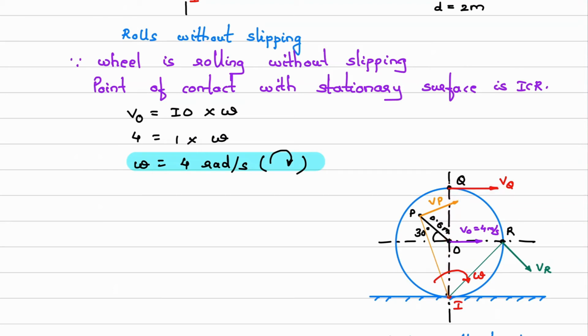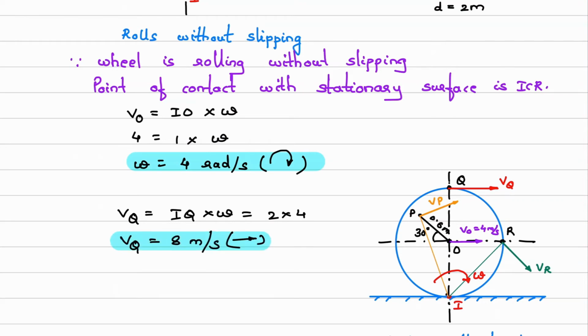So I'll write down VQ is equal to IQ into omega, which is equal to, IQ is diameter and diameter is 2 meters. So 2 into omega is 4. So VQ will be equal to 8 meter per second and direction is towards right. Next we will calculate velocity of point R.